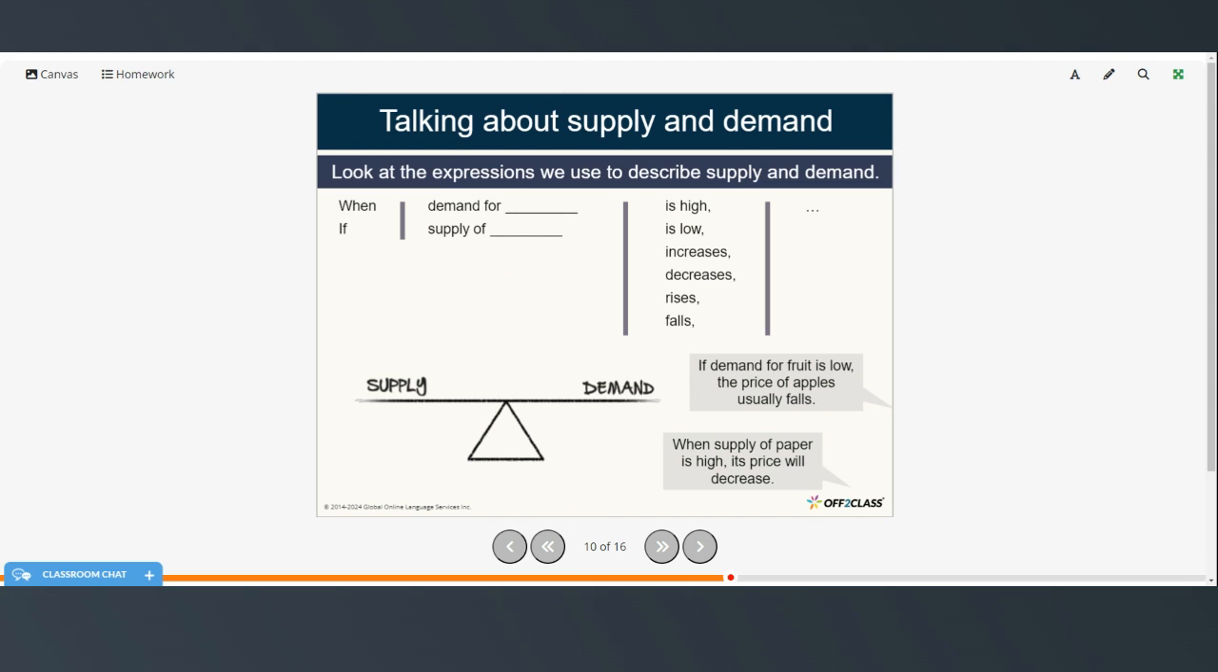All right, so we're going to look at the expressions we use to describe supply and demand. So when demand for something is high, is low, increases, decreases, rises, or falls. And if the supply is high, low, increases, decreases, rises, or falls. So here's some examples. If demand for fruit is low, the price of apples usually falls. When the supply of paper is high, its price will decrease.